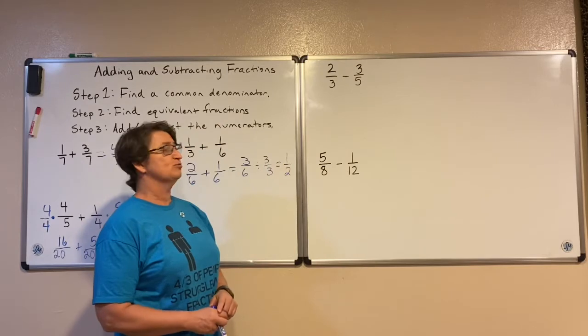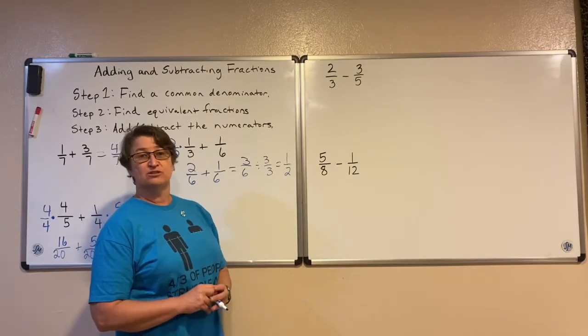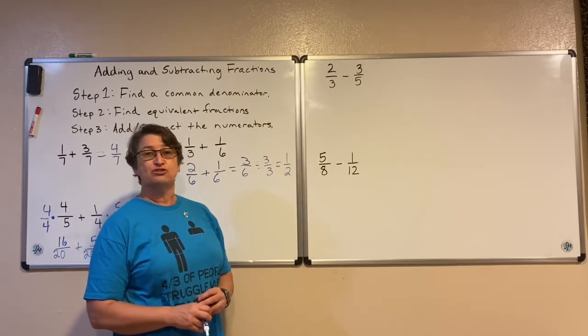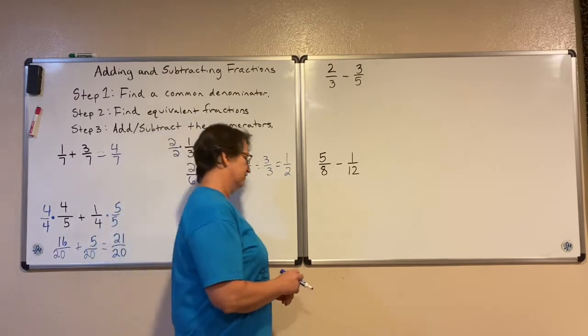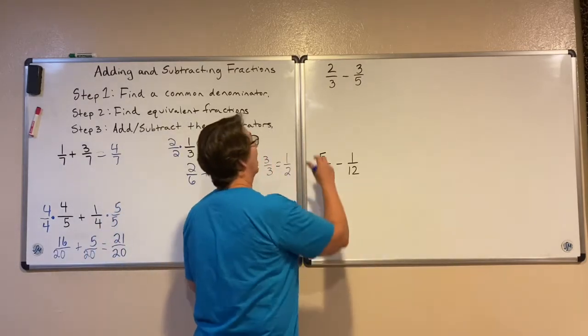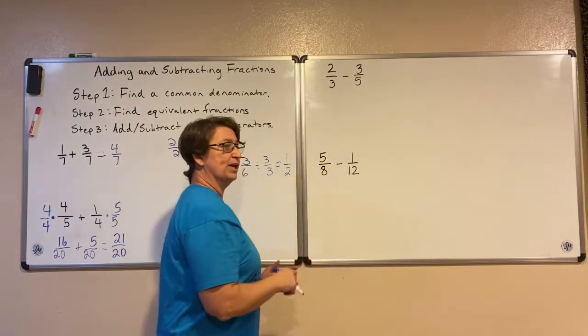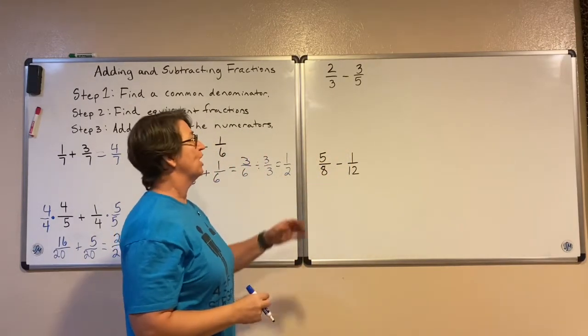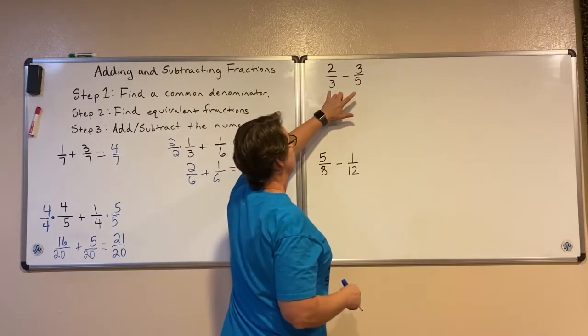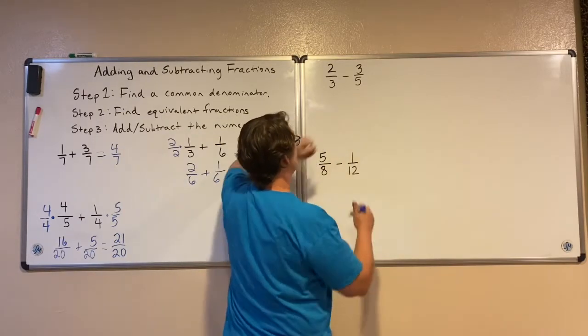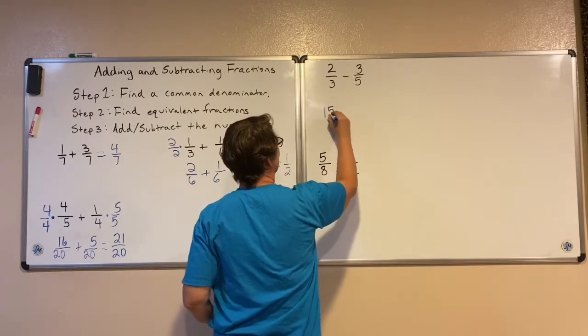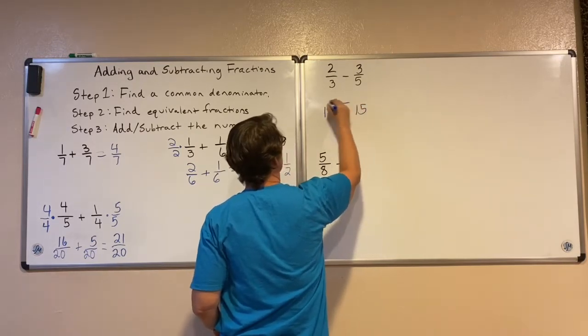Now let's do some subtraction. We do subtraction the same way. The first thing we need when we're subtracting is a common denominator. So I'm going to find a common denominator. I can count by 3s, I can count by 5s, or I can simply multiply these two together. 3 times 5 gives me 15. So 15 is a multiple of both of those.